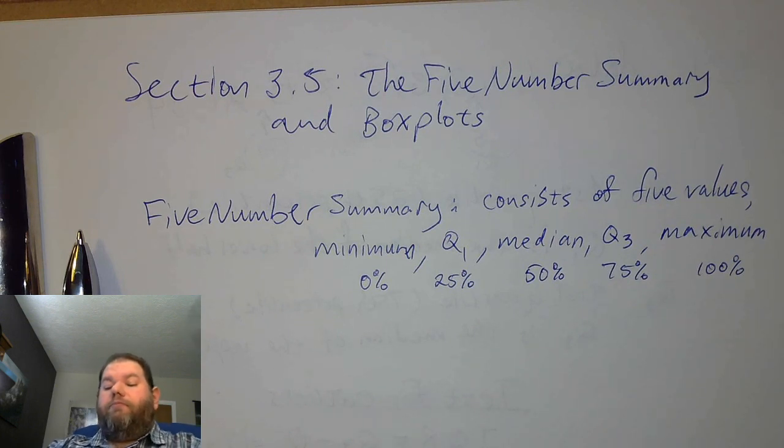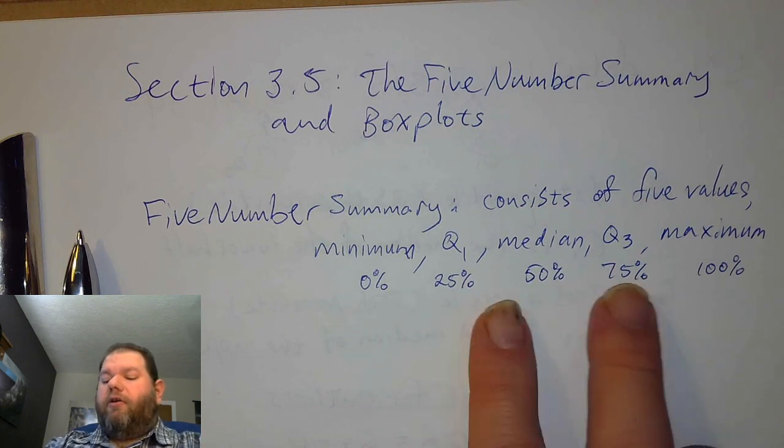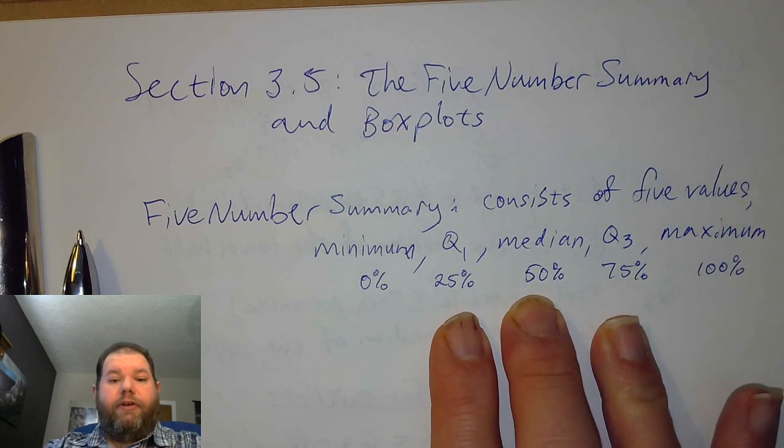So, basically, these 5 values split the data set into 4 equal pieces as far as the number of data values that are there. Now, what it doesn't say is how close these values are together or how far they are apart. But that is actually something that will help illustrate. If we have a very compact set, then all 3 of these middle values should be pretty close together.